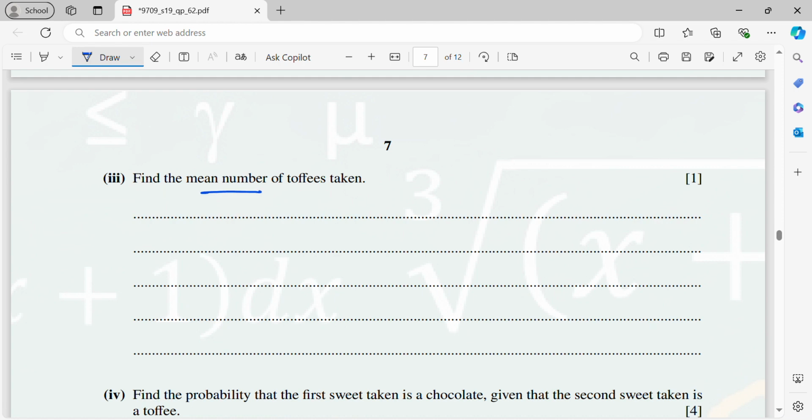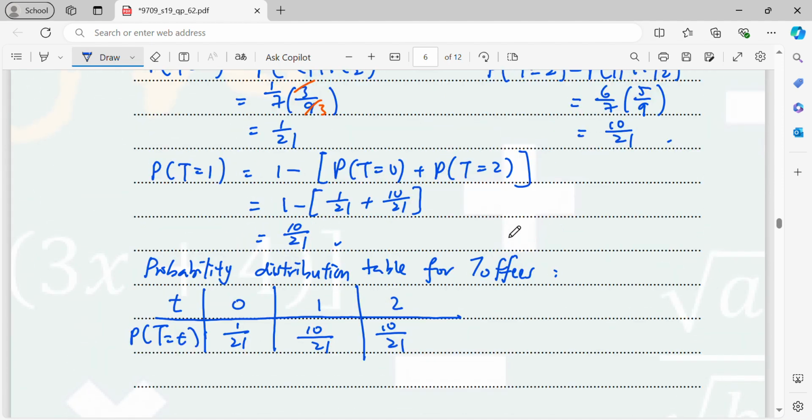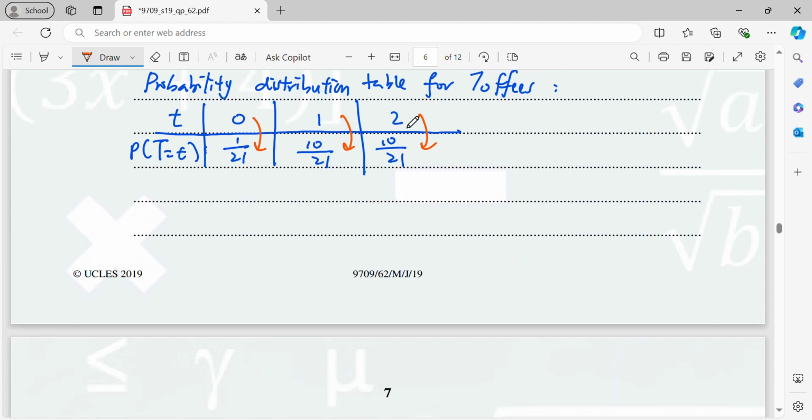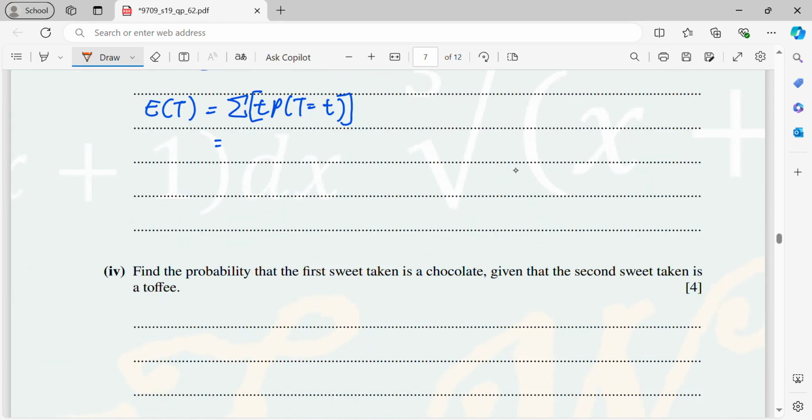Now find the mean number of toffees taken. This is the expected value, ET. ET is basically summation T times the probability. So it means refer to the table, just times the T with the probabilities, and plus all together. Since the first one is 0, no need to times, I will just write 1 times 10 over 21 plus 2 times 10 over 21. Then you will be getting the answer of 30 over 21. This can be simplified into 10 over 7. That is the actual value.